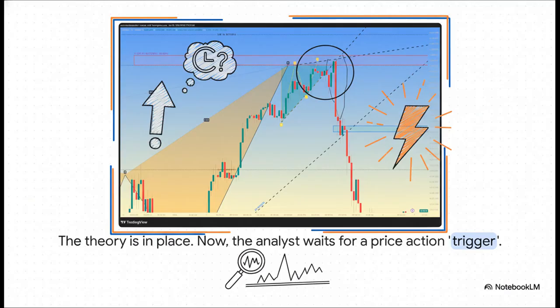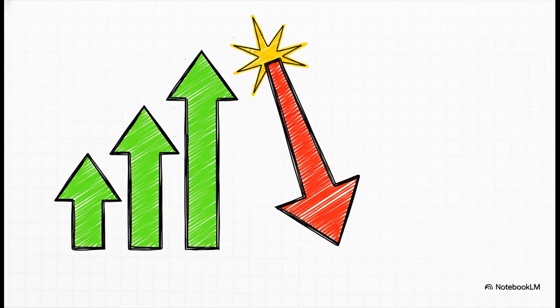See, everything up to this point has just been a theory, a hypothesis. The theory is that the price should turn around here. So the analyst just watches that circled area, patiently waiting for the market itself to prove the theory right with what's called a trigger. And there it is, that long red candle. That's the trigger. You can think of it as a snapshot of a battle between buyers and sellers. And this candle shows that at this critical level, the sellers came in with overwhelming force and slammed the price down. The sellers have won the battle.